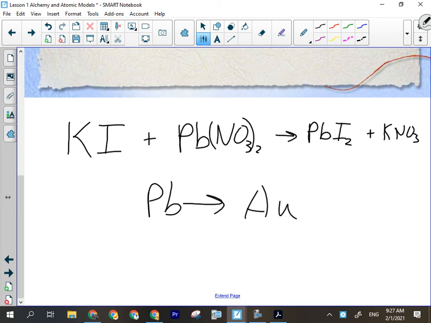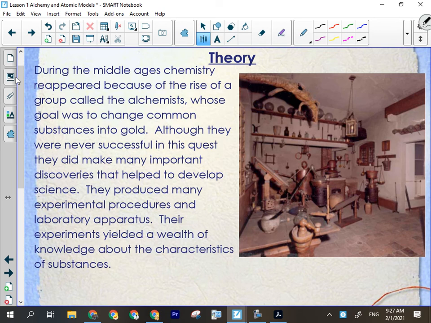All right. So that's what the alchemists were trying to do. Inadvertently, they did a lot of research on chemistry. They took a lot of notes and things like that that later led to a better understanding of how matter works. So they did something important.